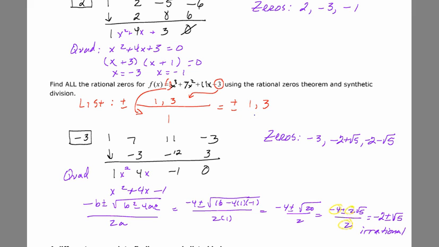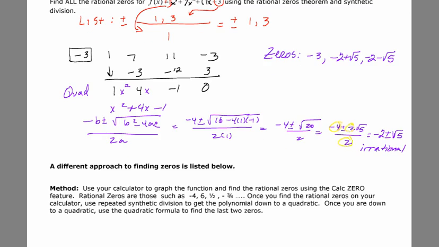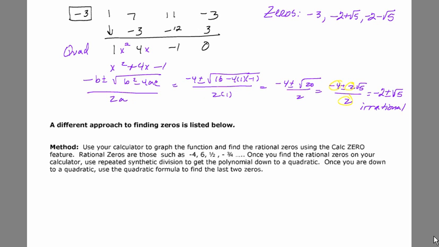Now sometimes this rational zeros theorem, when you're working on that and getting your list, the list can be quite lengthy and it can take a really long time to get through that list. So I would prefer this different approach to finding zeros. What we'll do is we'll graph it on our calculator and we'll find our rational zeros, such as the ones listed here. We know the ones that are rational. We'll find those from our calculator. Instead of having to go through that list, we'll just grab them from the calculator.